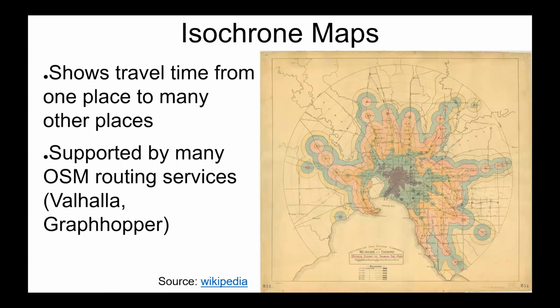And then once we have all the hospitals, how can we find the driving times to these hospitals? For this, I used a tool called an isochrone map. These maps are used to show the travel times between one place and many other places. This figure shows an isochrone map of Melbourne, Australia by train from 1910. So they go back a ways. There are many OpenStreetMap tools that can be used to find isochrone maps. In this case, I used Valhalla, which is an open source one.